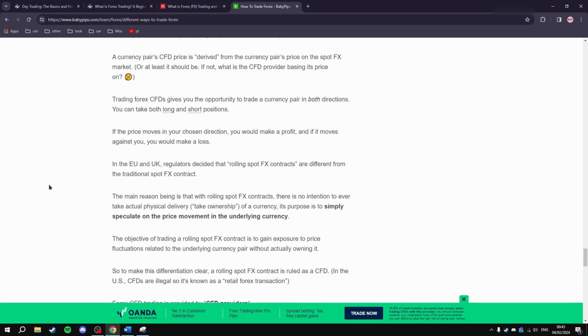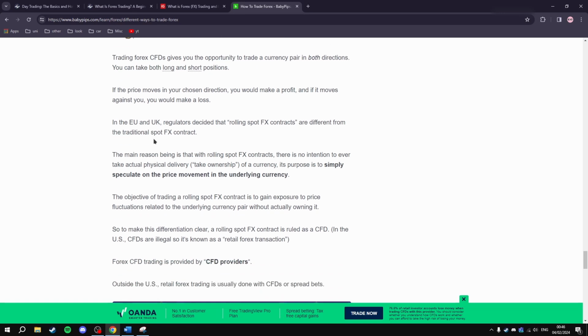A currency pair's CFD price is derived from the currency pair's price on the spot FX market, or at least it should be. If not, what is the CFD provider basing its price on? Trading Forex CFDs gives you the opportunity to trade a currency pair in both directions. You can take both long and short positions. If the price moves in your chosen direction, you make a profit, and if it moves against you, you make a loss.